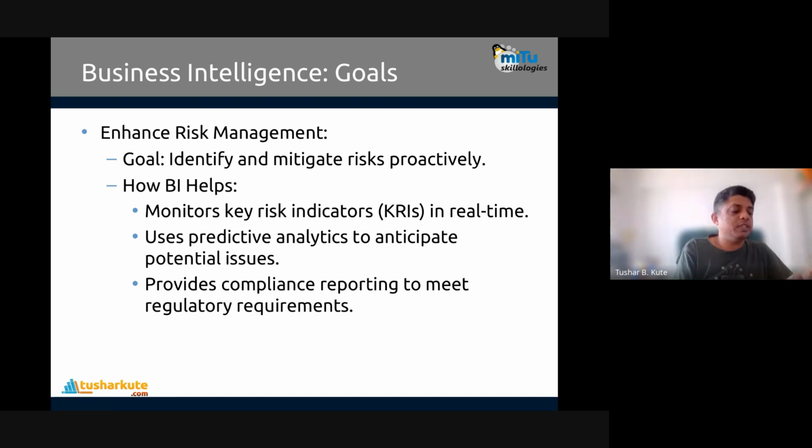So we have one thing, KRI, key risk indicators. They are present in Power BI, all BI tools rather, by which risk indicators can be found. Numerical, mathematical methods are there, which are used in real time. It can use predictive analytics to anticipate potential issues and provide compliance reporting to meet regulatory requirements. That's the common risk management.